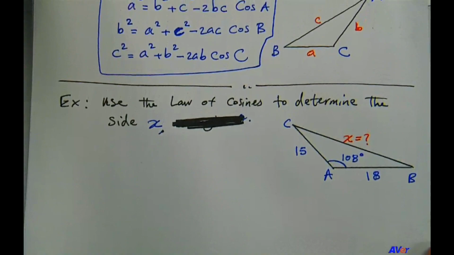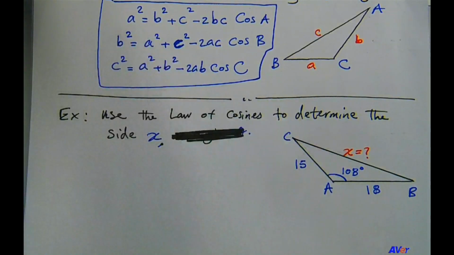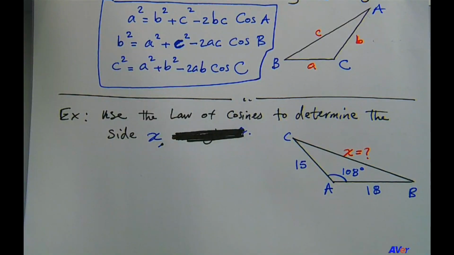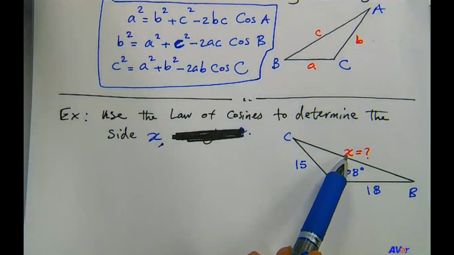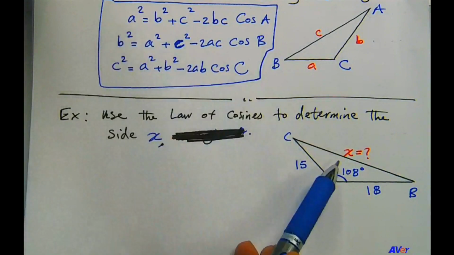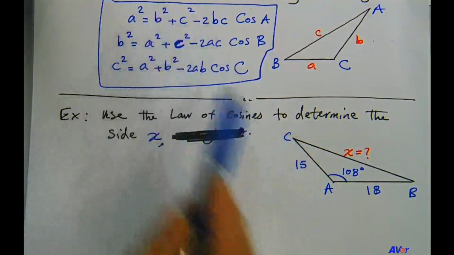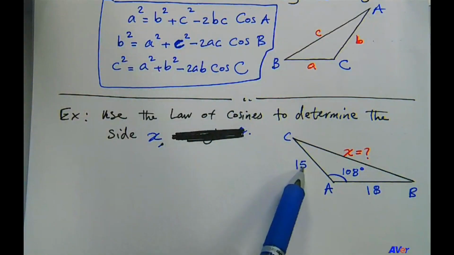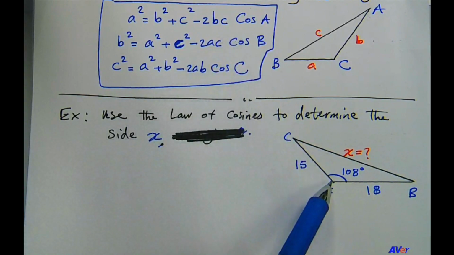Okay, so compare what we're asked to find with these formulas. Do you see which one you have to use? The first one, right? The first one can help us find x. Instead of a squared, we're going to have x squared. And then b squared plus c squared would be 18 squared plus 15 squared minus 2 times 15 times 18 times cosine of 108 degrees.